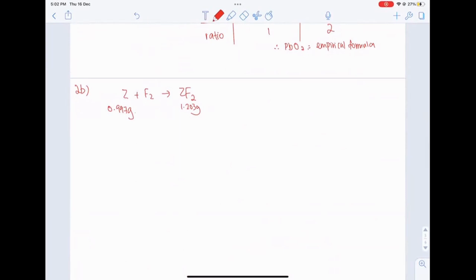So we have to form a chemical equation. Your algebra skills come into play. To get the number of moles, I have to use mass divided by MR, correct? So the mass of Z is 0.997 divided by MR. But I don't know what Z is, so I don't know the MR. So let the MR of Z be X. So 0.997 over X will give you the number of moles of Z, correct?